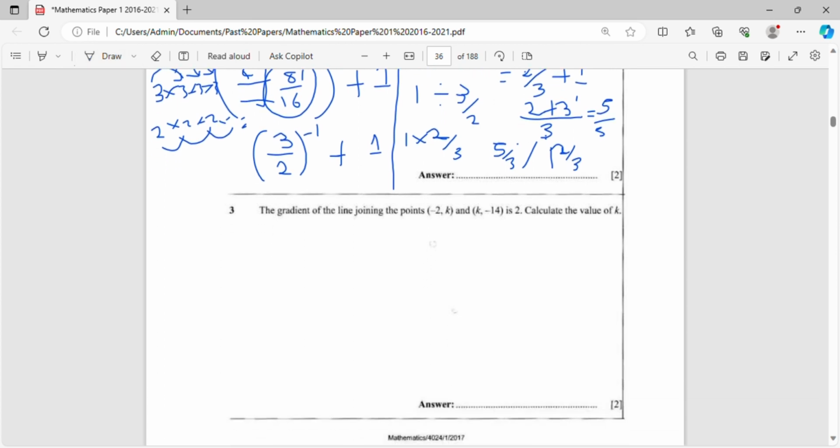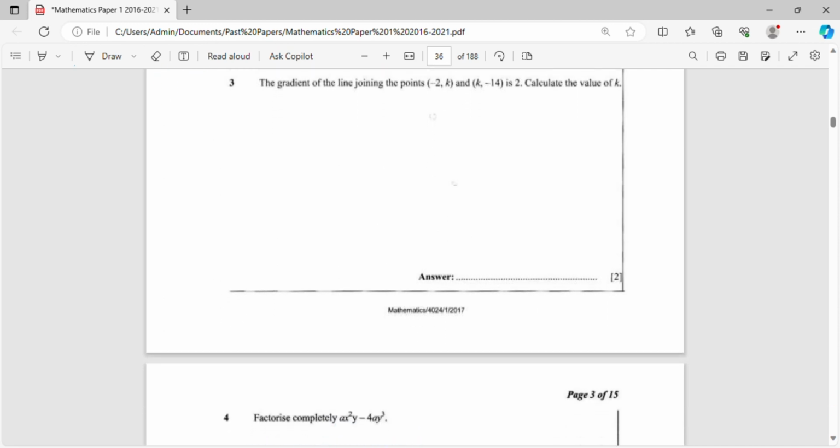So we go to the next question, which says the gradient of the line joining points (-2, k) and (k, -14) is 2. So they've given us the gradient of these 2 points. The line joining these 2 points has a gradient of +2, and we're asked to calculate the value of k. Here, we know the formula for gradient is denoted by m is equal to y2 minus y1 over x2 minus x1.